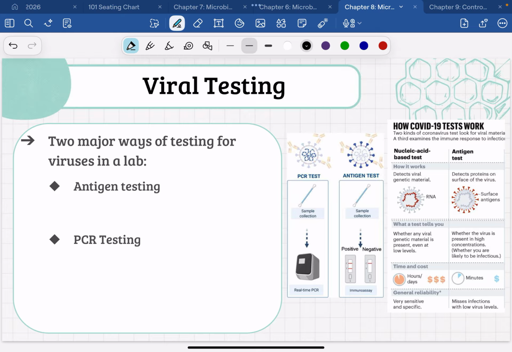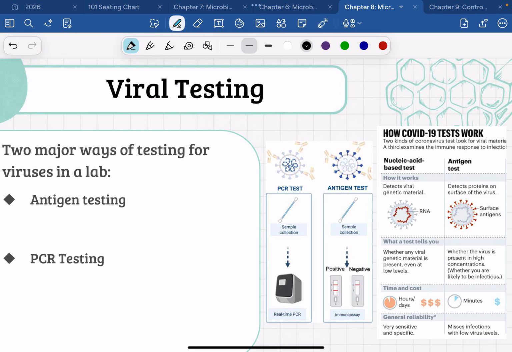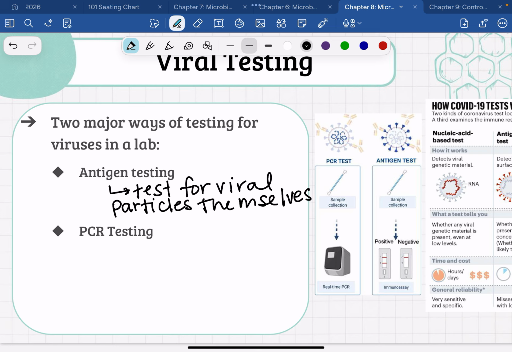The first one is called antigen testing. And what antigen testing is, and we'll talk more about what an antigen is later, but an antigen is mostly just something on the surface of a cell. It can be a protein or a sugar or a fat. It's just something that's on the surface. But what antigen testing is testing for is it tests for the viral cells or the viral particles themselves. So we're testing for some kind of sugar or some kind of fat or some kind of protein that is on the surface of that particular virus. So if we're looking for the flu virus, we're testing for a sugar that's on the outside of this particular flu virus.